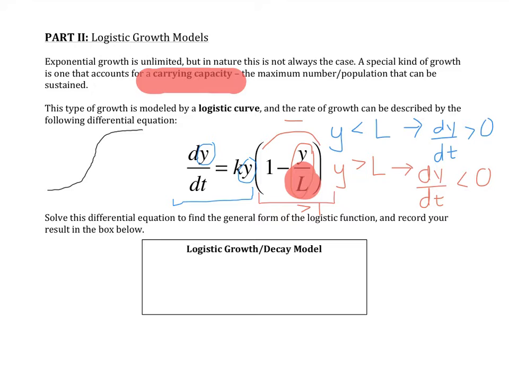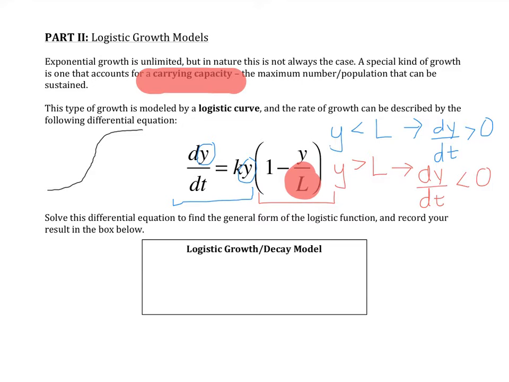And that makes sense, right? If your population is less than your carrying capacity, your population is going to continue to grow. If your population exceeds that carrying capacity, your population will shrink. All right, so that's what this differential equation is doing. And so you're going to want to be familiar with this. You should be able to recognize this situation here as logistic growth.